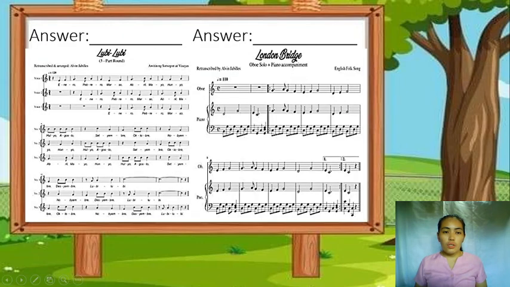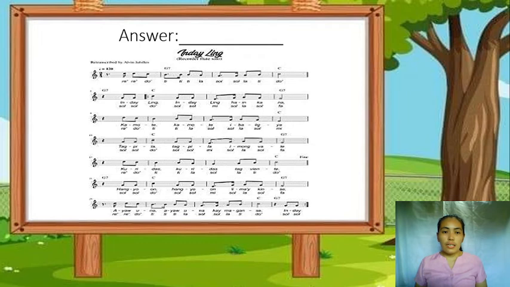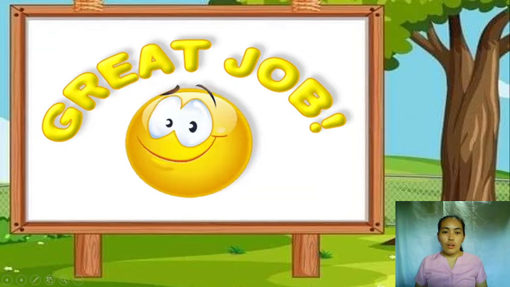In the first musical score, Lubi Lubi, what texture does it have? The answer is polyphonic texture. The next one is London Bridge. What texture? It's homophonic texture. The last one, Indailing. What texture? It's monophonic texture. Very good. Great job.